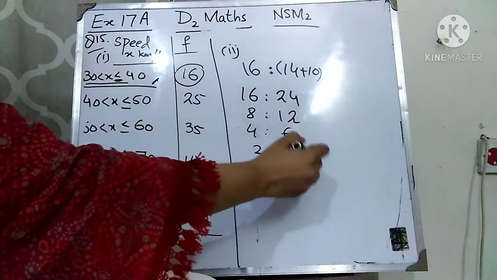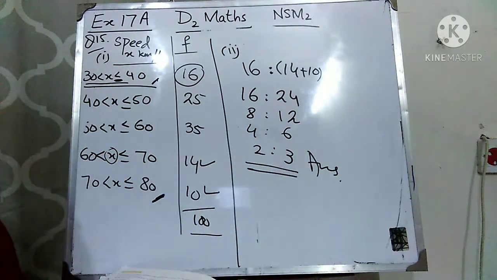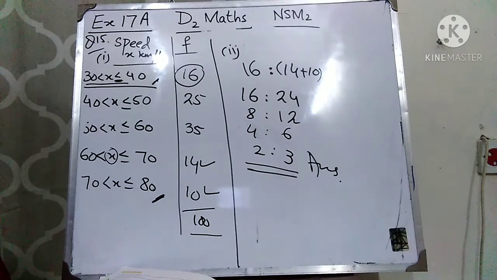Okay, 16 and 24, you can cut them with the table of 2. 2 8s are 16, 2 12s are 24. Again you will cut it with the table of 2. 2 4s are 8, 2 6s are 12, 2 2s are 4, 2 3s are 6. So here this is the ratio. 2 ratio 3, you cannot cut it further. So 2 ratio 3 is the answer.